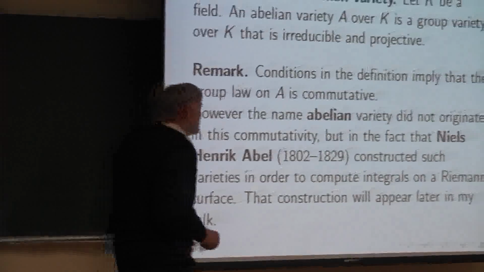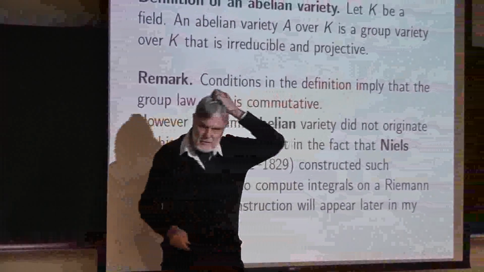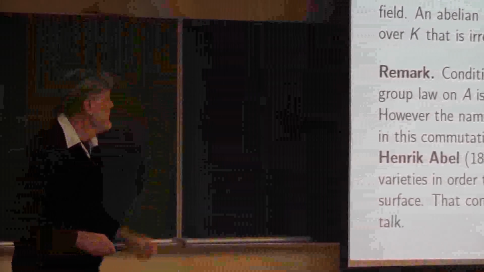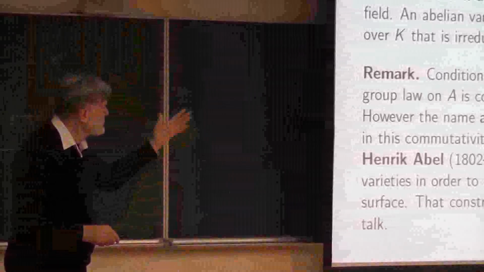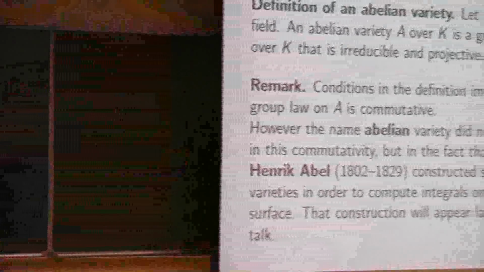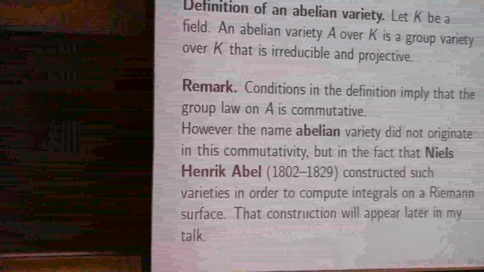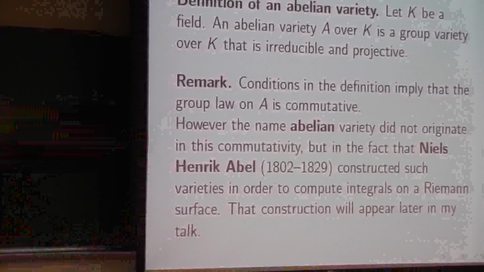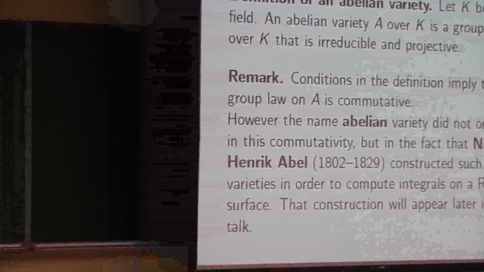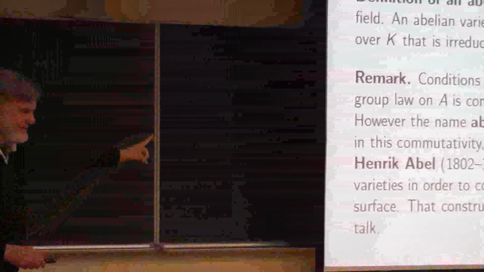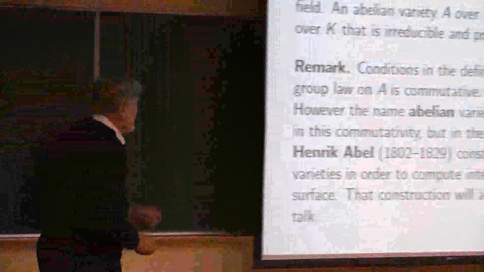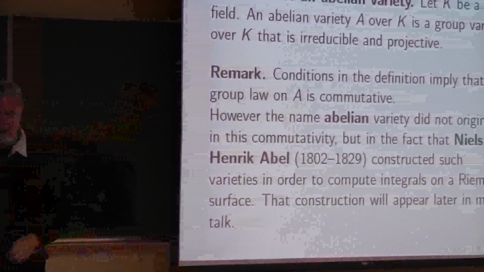But an abelian variety is projective or complete, like you want to say in classical analytic language, or proper in the terminology of Grothendieck. It's irreducible and the points form a group. A remark: the conditions imply that the group law in A is commutative, and I will not prove that for you. If you interrupt me, you don't understand this proof, then I will say, sorry, that's hard. And some people think that this is the origin of the name abelian, but that's not true.